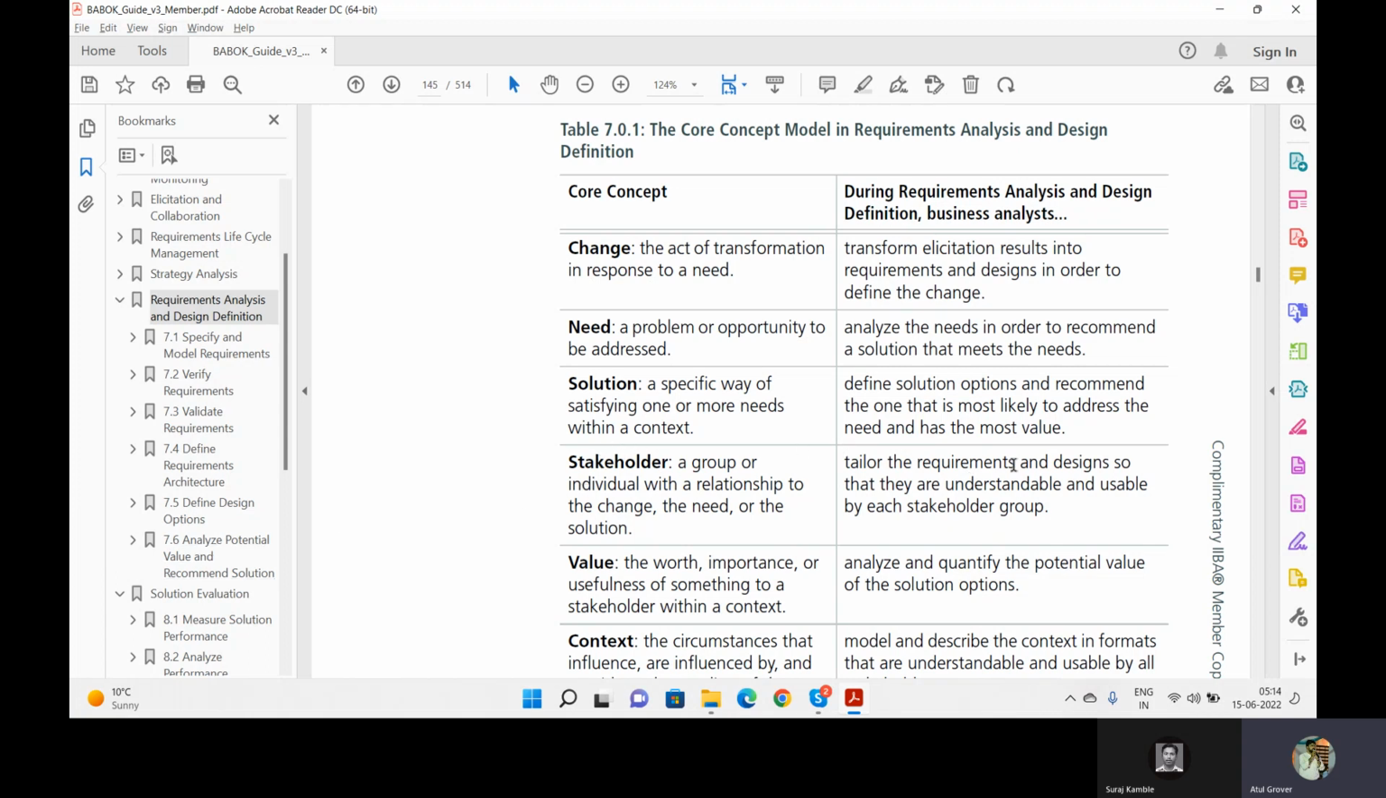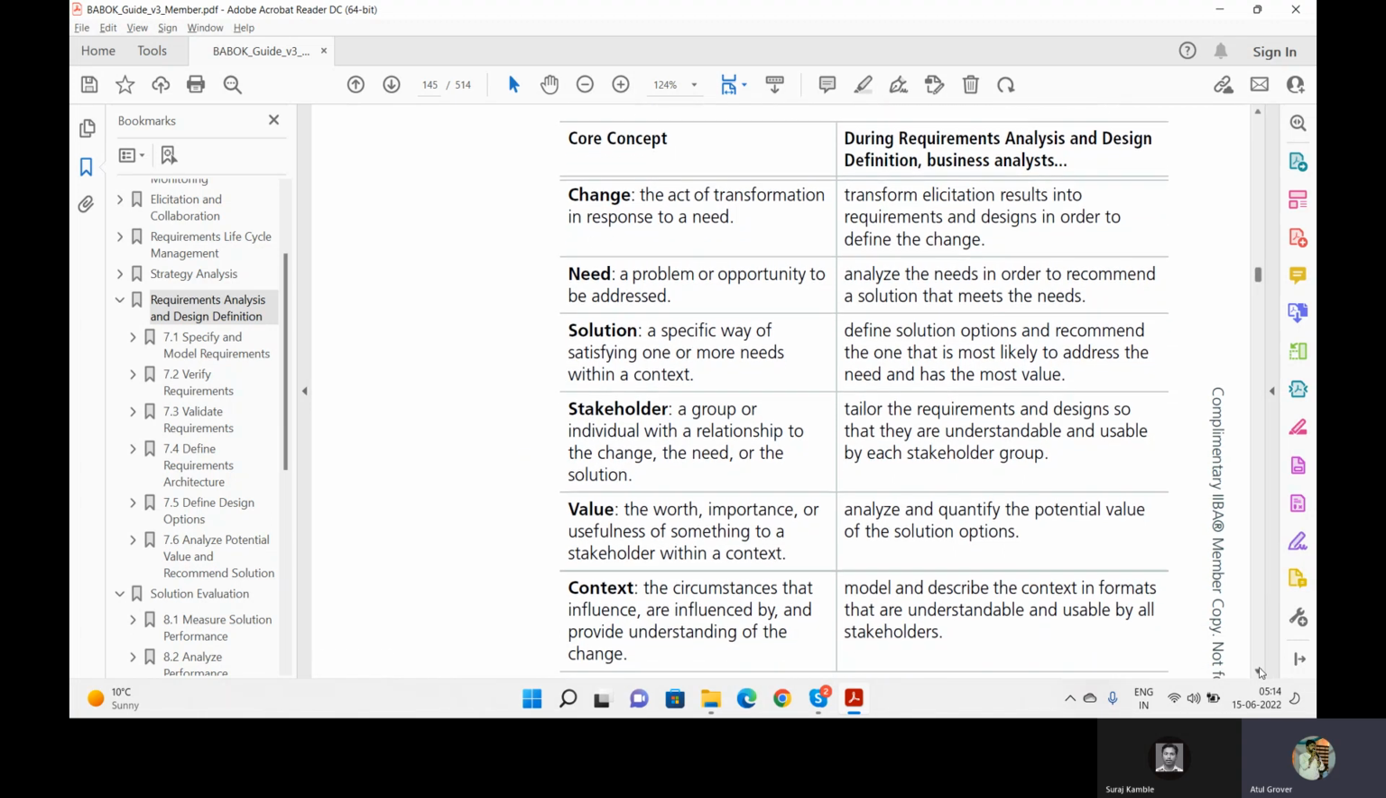Stakeholder. Tailor the requirements and design so that they can be understood and used by each stakeholder group. जो हम यहाँ पर करेंगे model. दोबारा पहला concept था that the requirements and design should be suited to the stakeholder. Value. Analyze and quantify the potential value. This one again. And context.